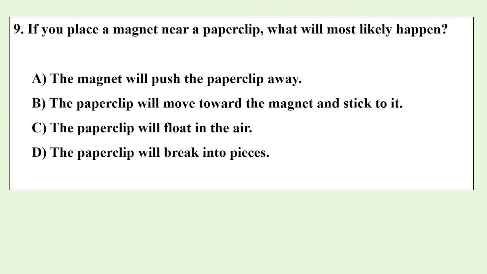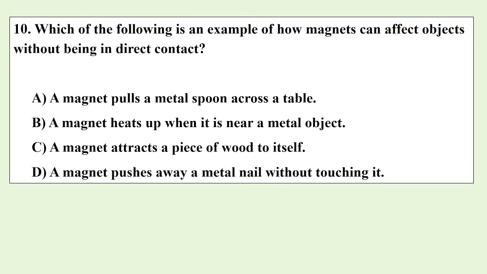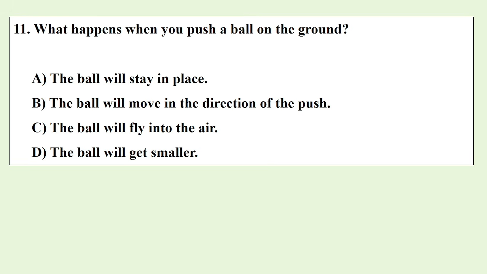Number 9. If you place a magnet near a paper clip, what will most likely happen? Number 10. Which of the following is an example of how magnets can affect objects without being in direct contact? Number 11. What happens when you push a ball on the ground?